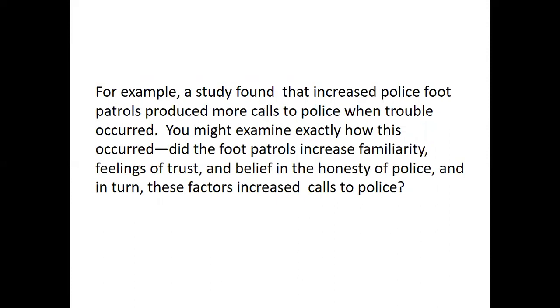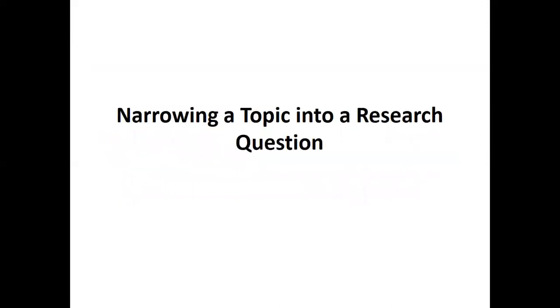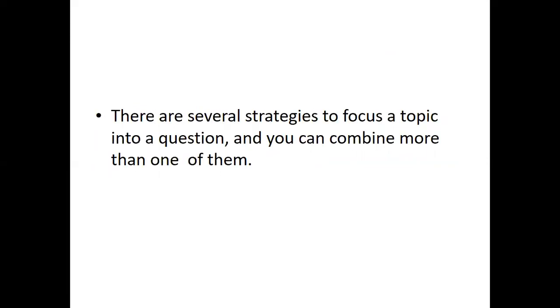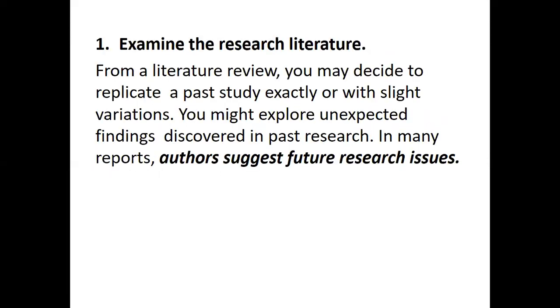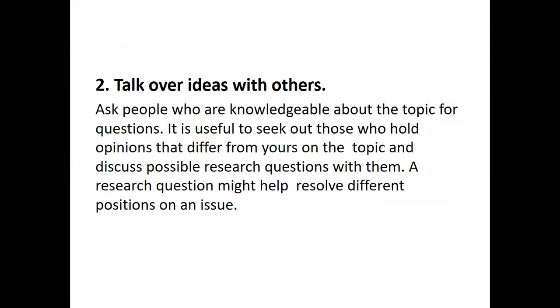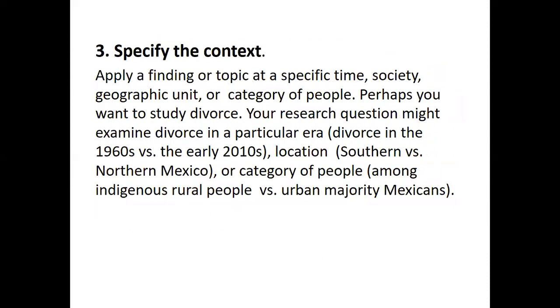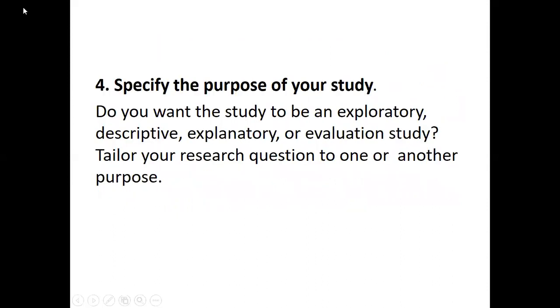So this is how the topic of research can be narrowed down into research questions. This can be done in several ways, like examining the past literature and trying to find out the scope for research from that past literature, and talking over the idea with others who are knowledgeable. Specify the context. This is perhaps one of the easiest ways. And fourthly, specify the purpose of your study.